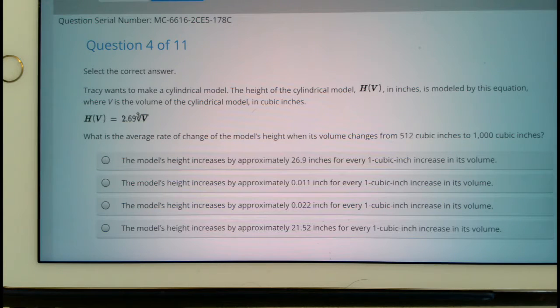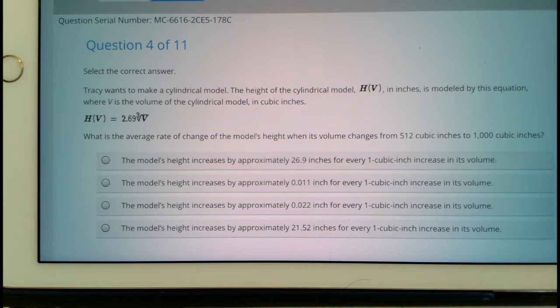Tracy wants to make a cylindrical model. The height of the cylindrical model, h of v, in inches, is modeled by this equation, where v is the volume of the cylindrical model in cubic inches. So h of v equals 2.69 times the cubed root of v. We want to know what is the average rate of change of the model's height when its volume changes from 512 cubic inches to 1,000 cubic inches.